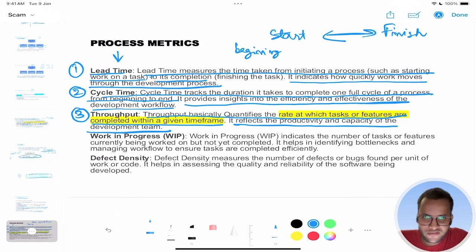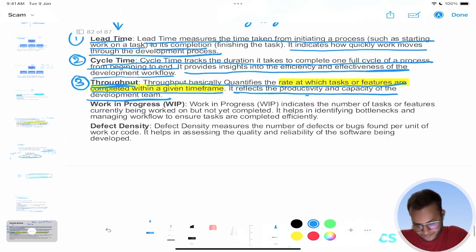If I have a good development team, then they can implement a very large number of features in a small amount of time, and vice versa. If the development team is not that good, then they will develop fewer features in the same amount of time. So throughput is an important metric. It is used to measure productivity.